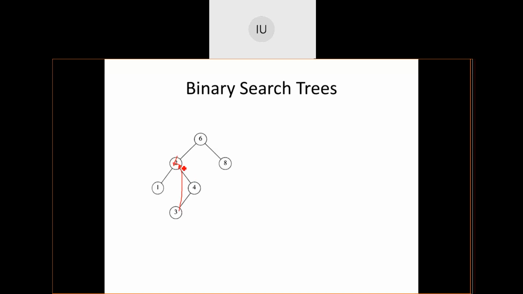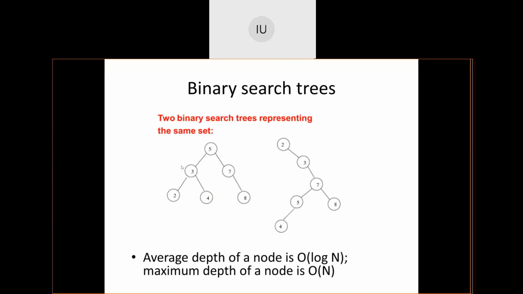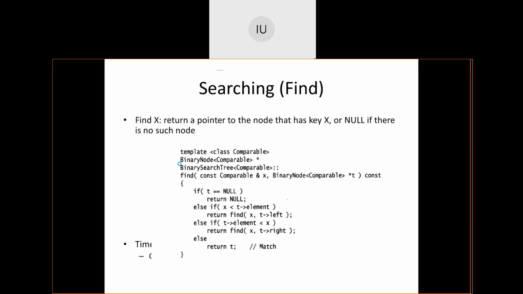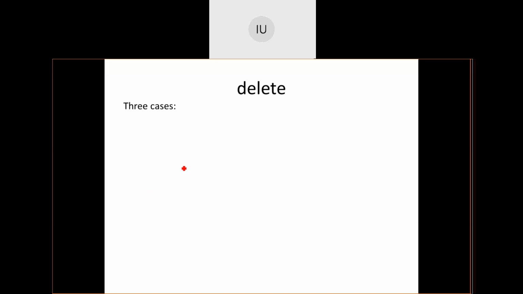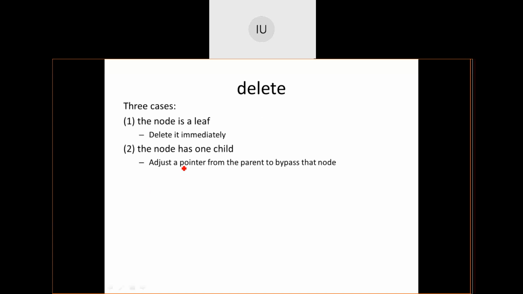Case 1 is if the node is a leaf node, delete it immediately, don't bother about it. If the node to be deleted has one child, the adjustment has to be done in such a manner that the parent of the node to be deleted will become the parent of the child of the node to be deleted. Okay, this I have explained already.